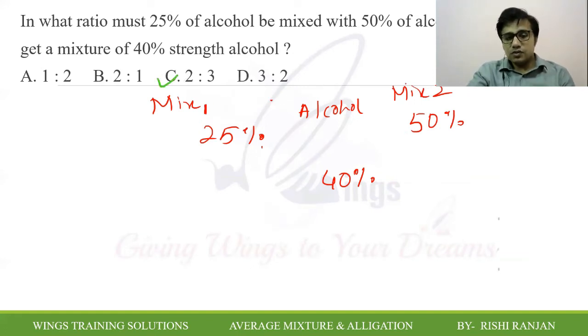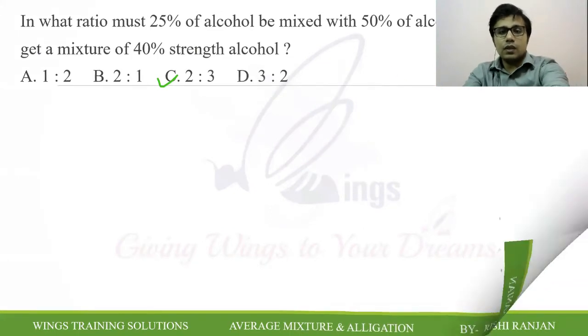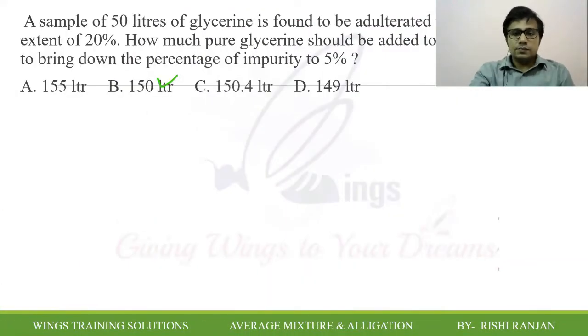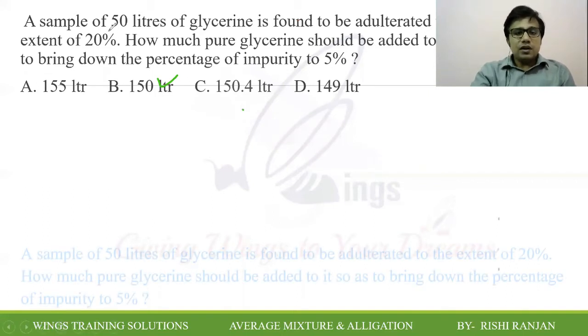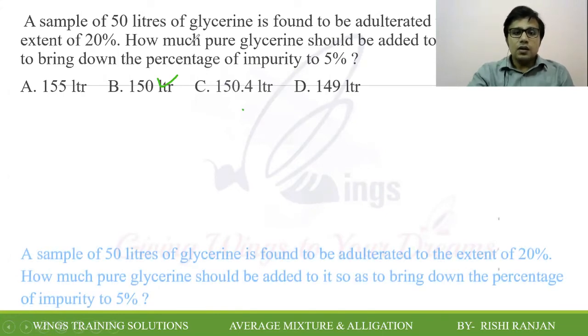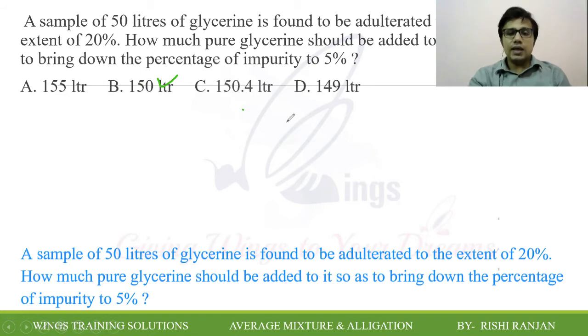Let's move on to the next question. All right, question number 2. A sample of 50 liters of glycerin is found to be adulterated to the extent of 20%. How much pure glycerin should be added to it so as to bring down the percentage of impurity to 5%? Now this question can be solved by the traditional method also, but in this class I'm going to use only the alligation method. So let's try that.